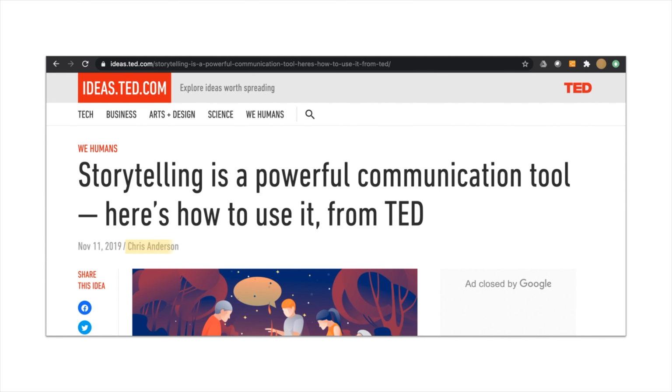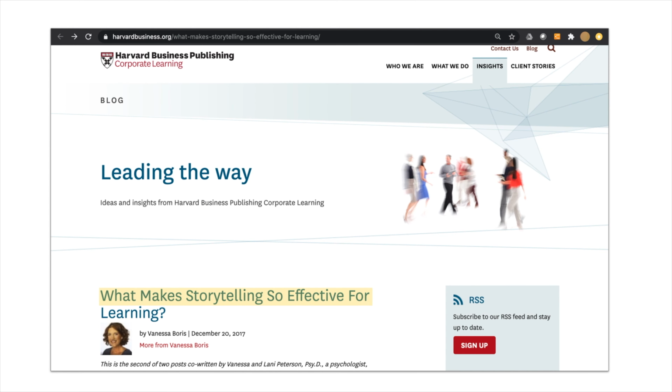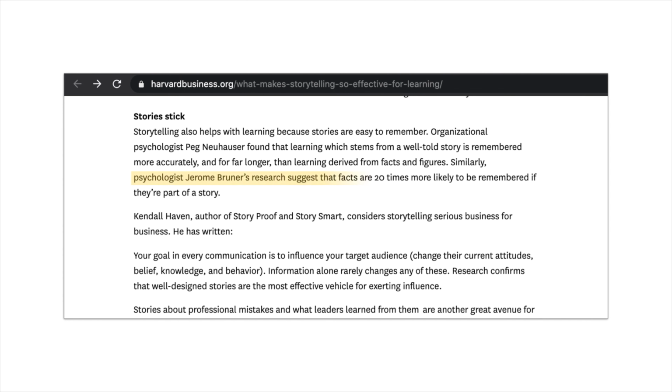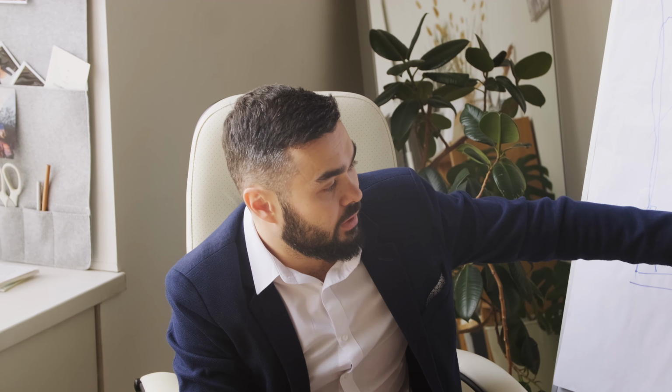Don't take this from me. Chris Anderson, the head of TED, said that many of the best TED Talks are anchored in storytelling. Now you might be thinking, I'm in the corporate world. This is serious business. There's no time for stories. Well, check this out. This article on the Harvard Business Publishing website mentions research that says that facts are 20 times more likely to be remembered if they are part of a story. And I recently just did a lot of trainings online.